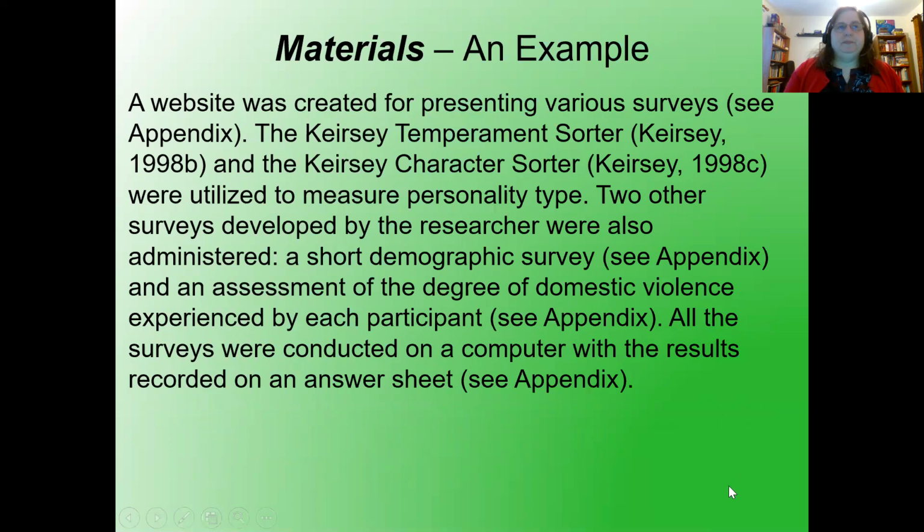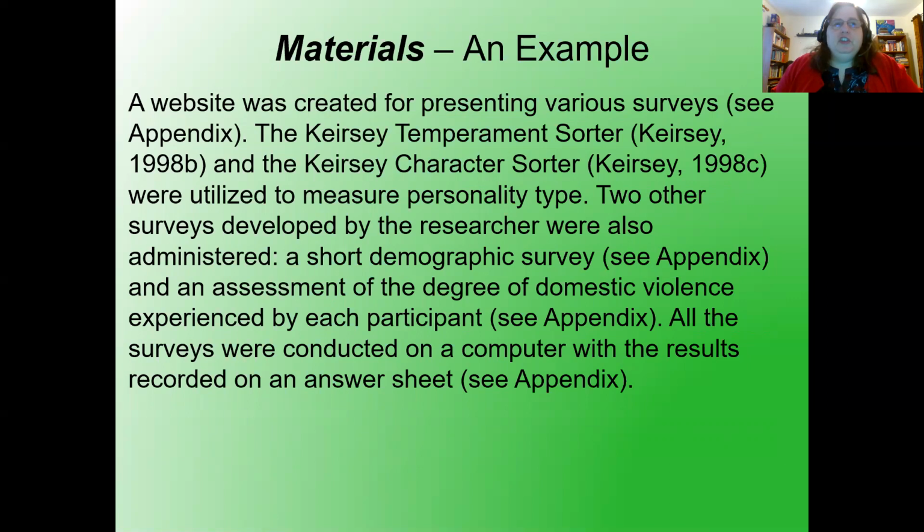Here's an example. A website was created for presenting various surveys. See appendix. The Keirsey Temperament Sorter, Keirsey 1998B, and the Keirsey character sorter, Keirsey 1998C, were utilized to measure personality type. 2 other surveys developed by the researcher were also administered: a short demographic survey, see appendix, and an assessment of the degree of domestic violence experienced by each participant, see appendix. All the surveys were conducted on a computer with the results recorded on an answer sheet, see appendix.